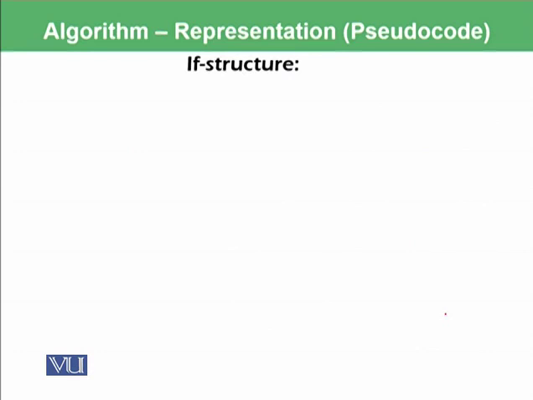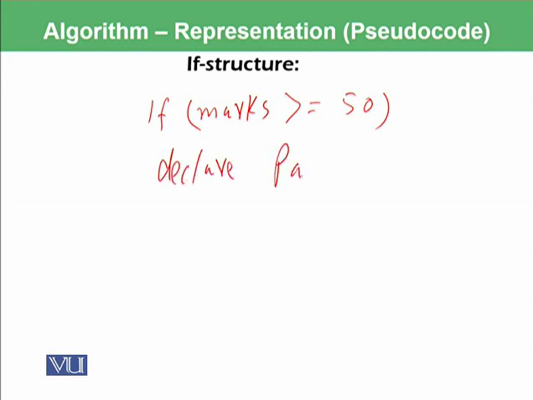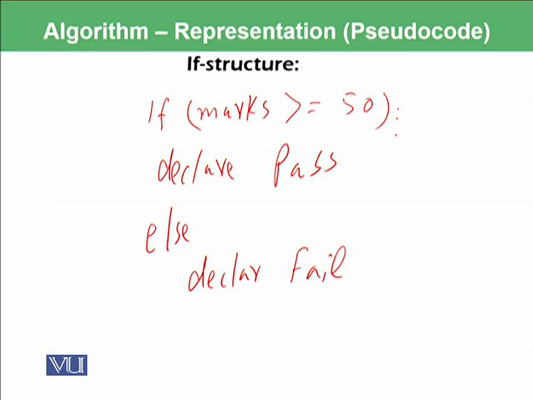Similarly, there is another construct known as the if structure in programming languages. So if you want to represent anything using if, you can say if marks are greater than or equal to 50, declare pass, else declare fail. And whenever we use if, we will use a colon at the end of the statement when we are using Python.